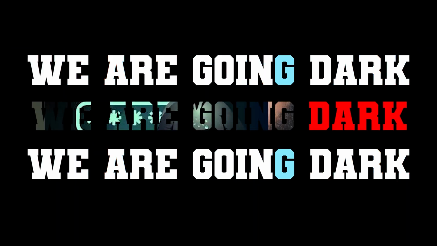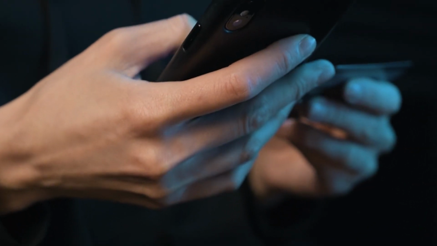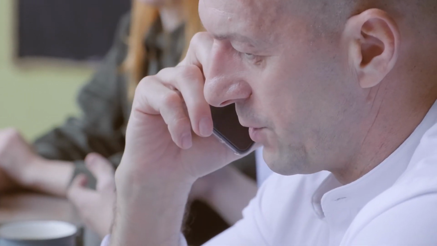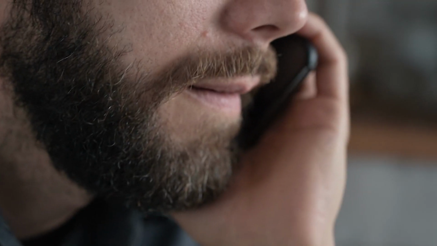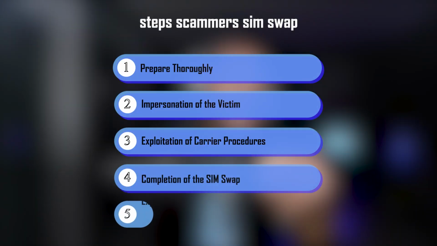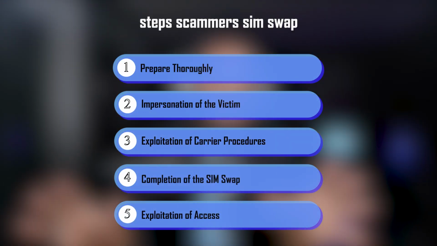So it's basically a fraud that allows criminals, hackers, whatever you want to call it, to take control of a victim's phone number by tricking the mobile carrier into transferring the number to a SIM card in their possession. This practice exploits vulnerabilities in two-factor authentication systems that rely on SMS or voice calls for verification. So now here is a detailed breakdown of how these scammers, hackers, typically unfold the SIM swap.